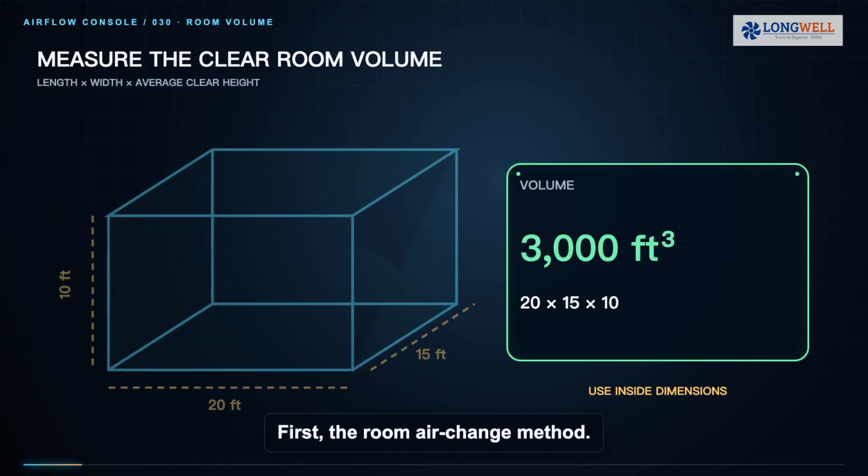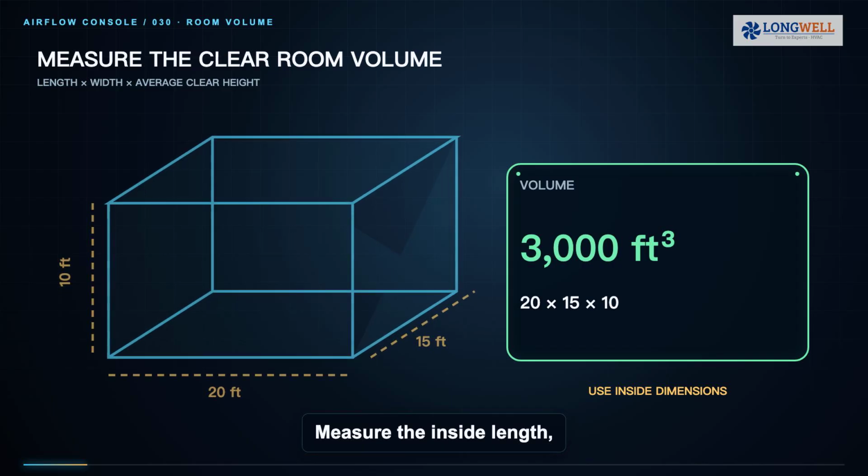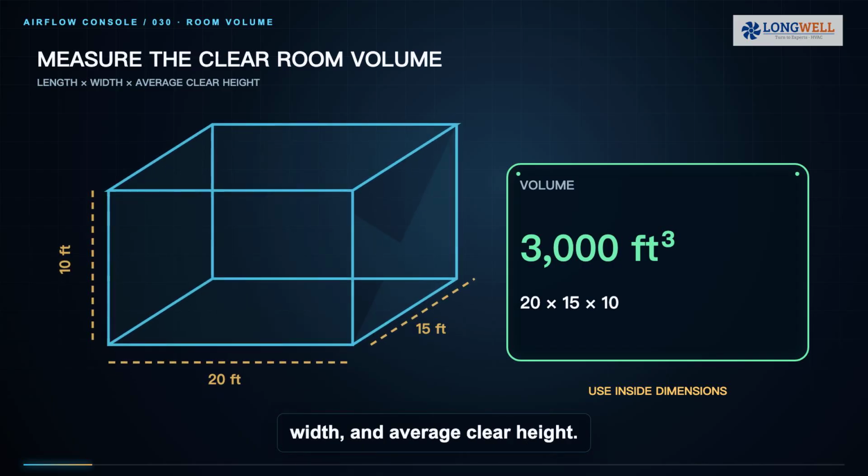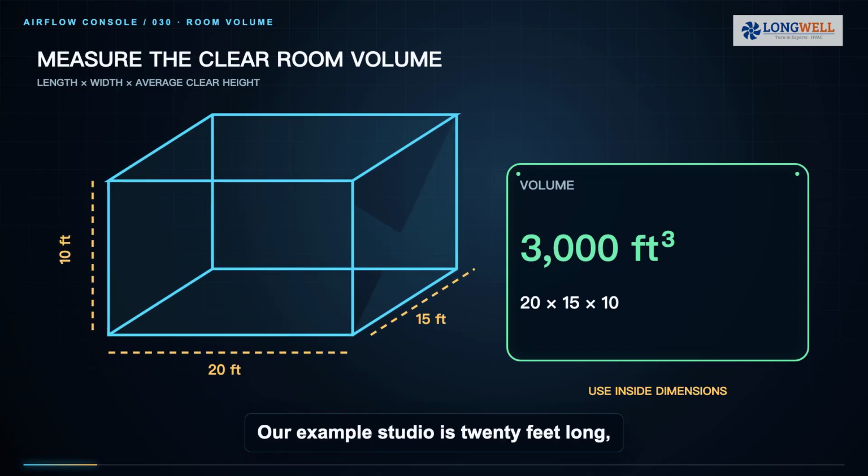First, the room air change method. Measure the inside length, width, and average clear height. Our example studio is 20 feet long, 15 feet wide, and 10 feet high. Multiply them, the room volume is 3,000 cubic feet.